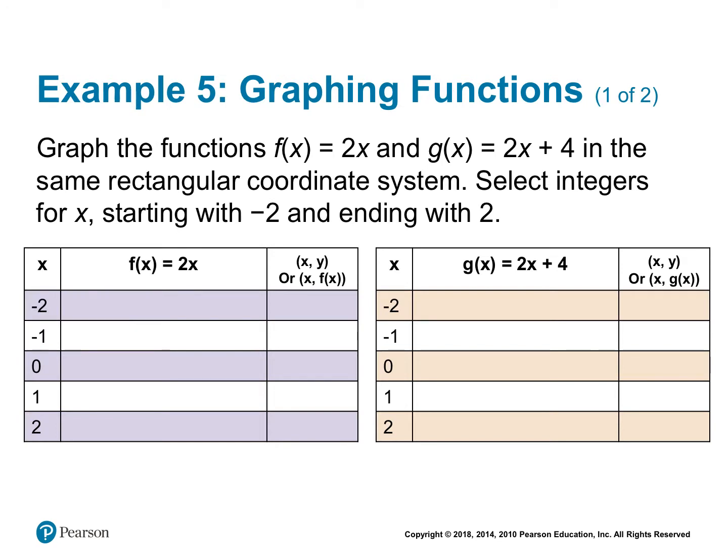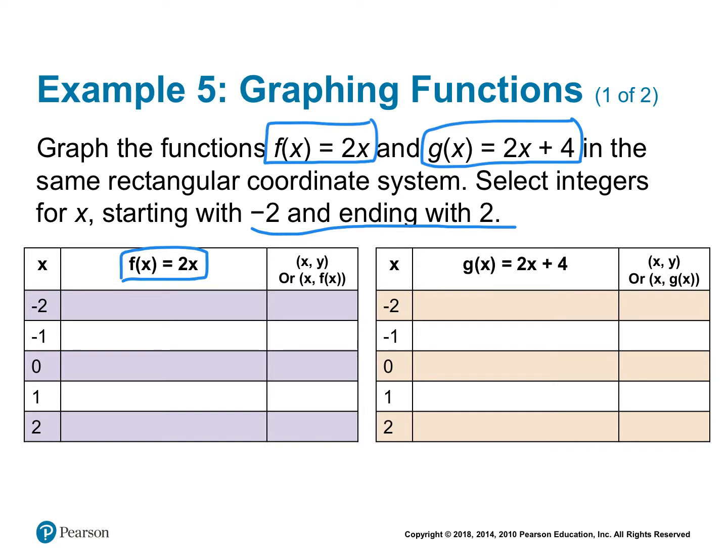This one says graph the functions f of x equals 2x, and g of x equals 2x plus 4. So these are my two different equations. You're going to put them in the same coordinate plane, which will be on the next slide. It tells you what integers to choose for x, so that means whole numbers and their negatives. We're going to start with -2 and end with +2. The easiest way is to make a table here. And I went ahead and put the equation I'm going to be using.